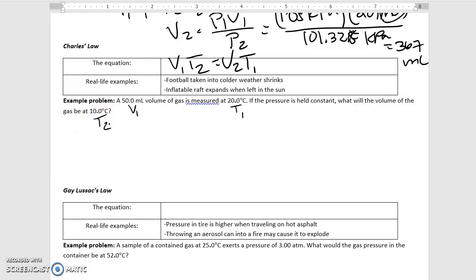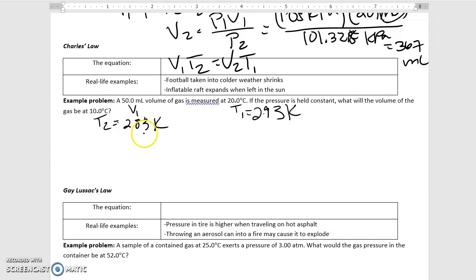That's our T2. Okay. So remember that even though these both match in degrees Celsius, we always have to use Kelvin when we do any gas law problems. So I'm just going to convert this real quick. So 20 plus 273 is 293. And then 10 plus 273 is 283. Okay. Trust me, if you don't convert them to Kelvin, you're going to get a different answer.